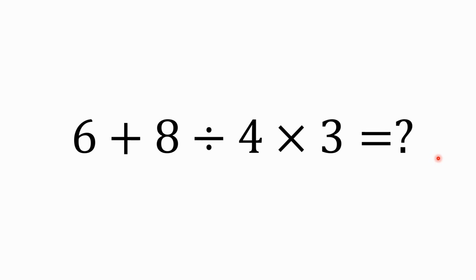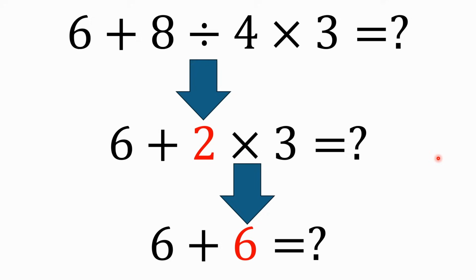Hopefully you're not someone who believes that multiplication is solved before division because you memorized PEMDAS. The way this works, multiplication and division have equal precedence. Division is nothing more than multiplying by a reciprocal. So in this case, we would solve 8 divided by 4 first. 8 divided by 4 is 2, and then we're left with the 2 times 3.